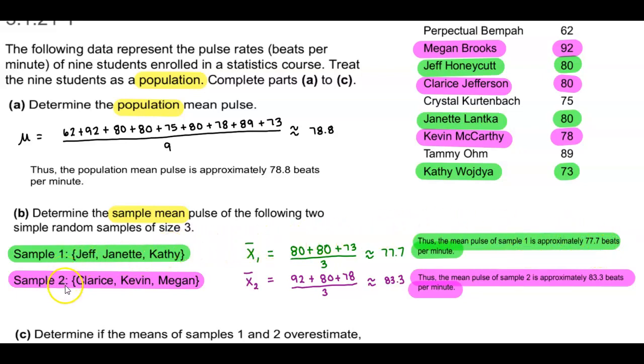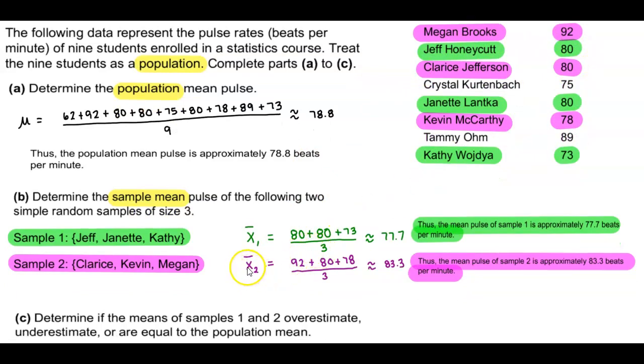Now in sample 2, we have Clarice Jefferson, who has an 80 pulse rate. You have Kevin McCarthy, who has a 78 pulse rate. And we have Megan, who is at a 92 pulse rate. So now we're using x bar with a 2 to represent sample 2. And we have 92 plus 80 plus 78 and dividing that by 3. And we get approximately 83.3 beats per minute for the sample mean of sample 2.